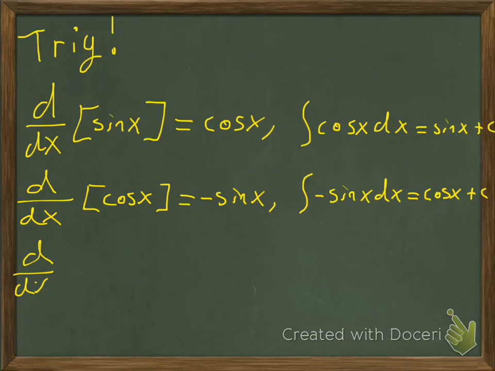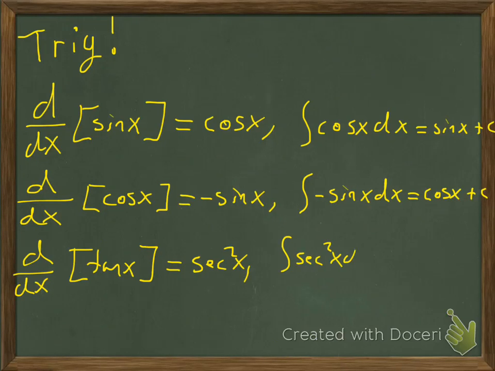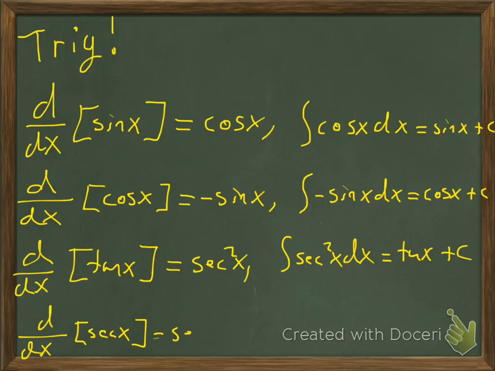Take the derivative of the tan, and we should get secant squared. So the derivative of the tan is secant squared. And so when we take the antiderivative of the secant squared, we'll get back the tan plus a constant of integration. Okay, what about if we take the derivative of the secant? The derivative of the secant is going to be secant x tan x. And so when I take the antiderivative of the secant x tan x, I'll get back secant x plus a constant of integration.